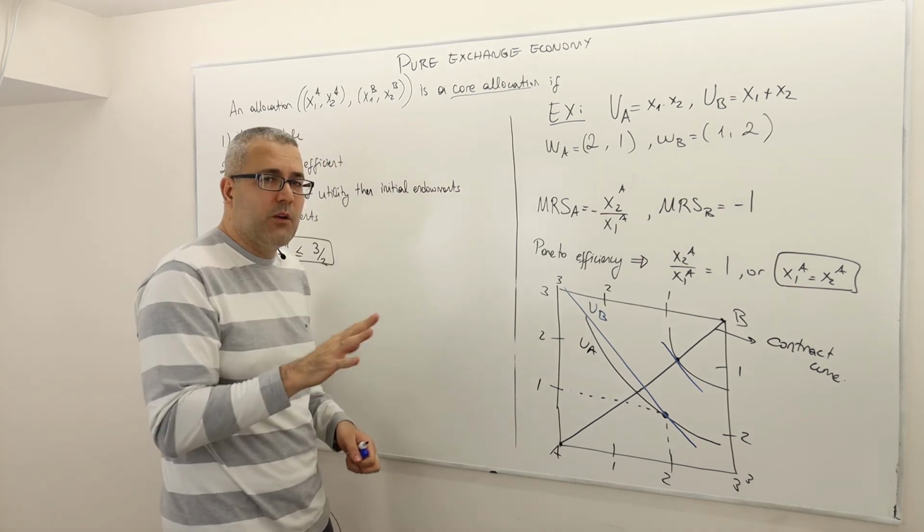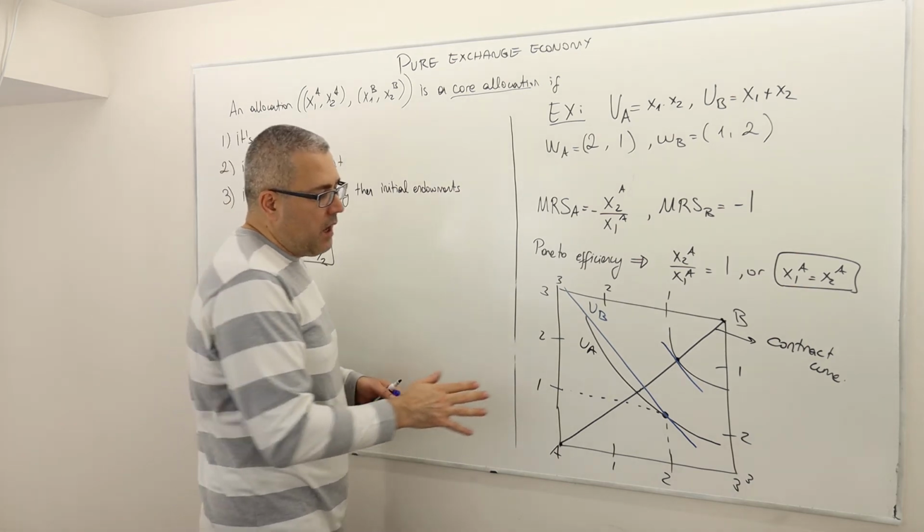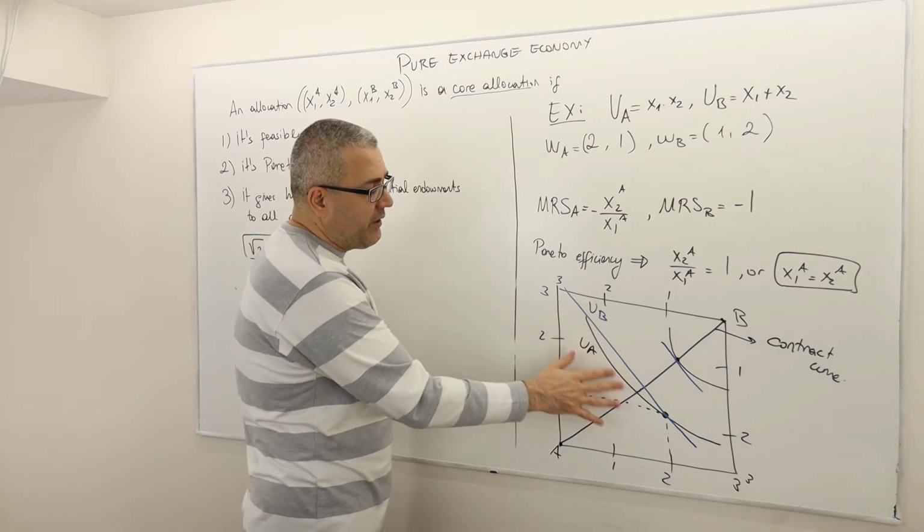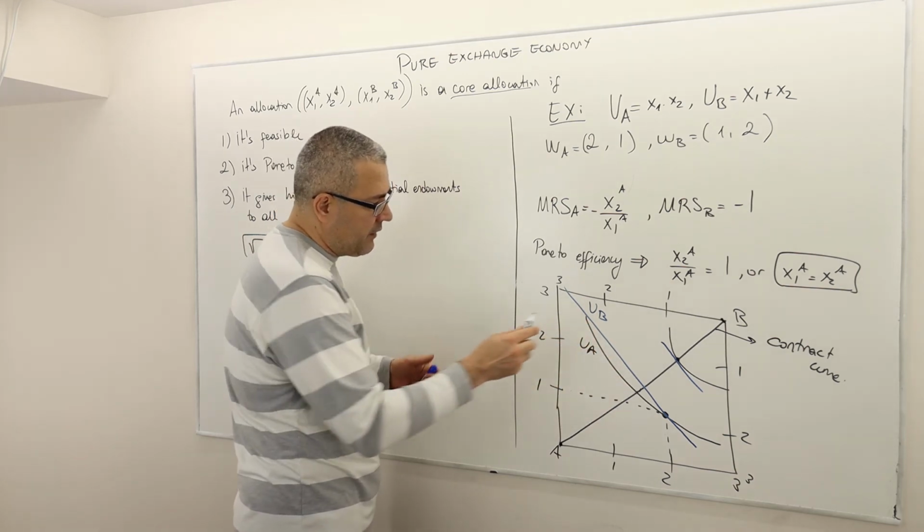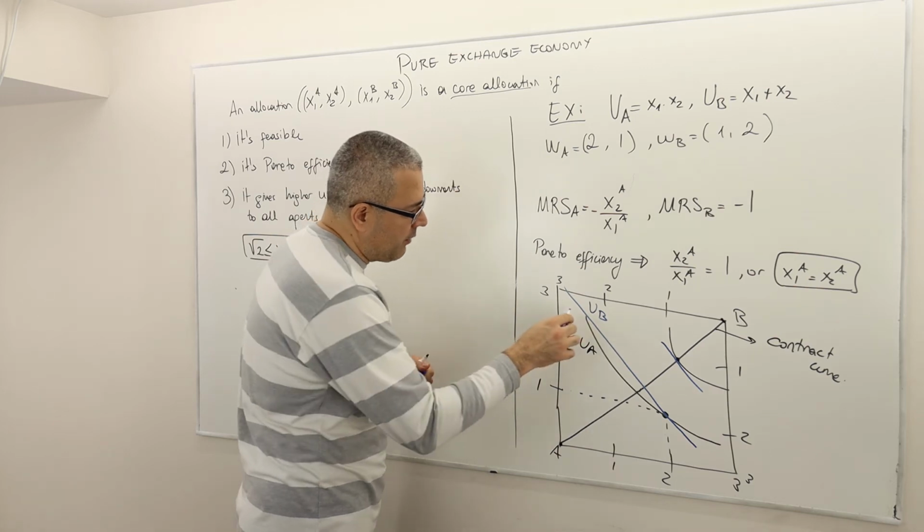So anyway, what does that mean? That means remember, the at least as good as set for agent B is, let me use blue color.